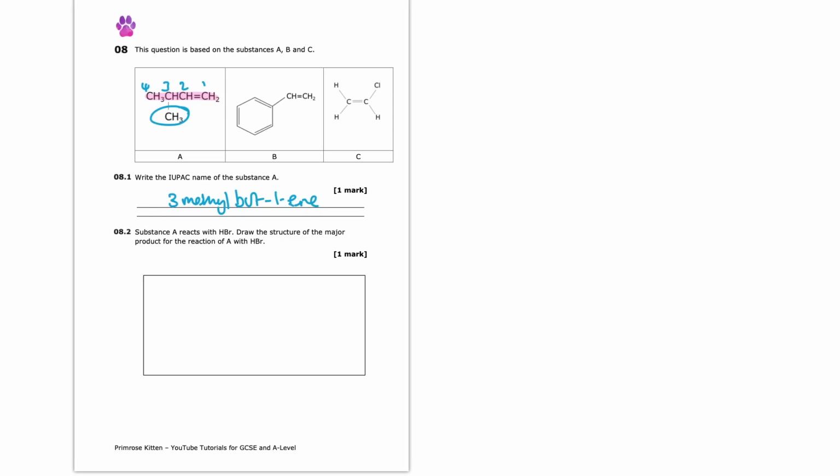So now we're told that that same substance A reacts with HBr, and we're asked to draw the structure of the major product for the reaction of A with HBr. So I would start now just by writing it in a more familiar format. So I'm going to write it like this. I can see that there's 2 H's coming off of the right carbon of that double bond, and on the other side I have an H coming off of that second carbon, and also I have a CH3 twice. Okay, so there I can see I've got that branching.